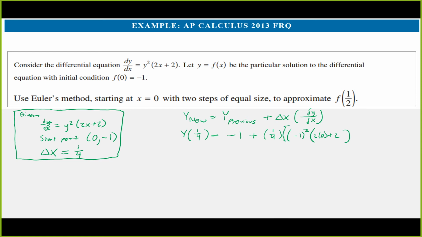Okay, so I'm going to do all of this part first for my derivative. So that's 1 times 2 is 2 times the 1/4 is 1/2 plus our -1 for our previous point should give us our estimate for our y at 1/4. So I've got -1 plus 1/2 is -1/2 is our estimate for y at 1/4. Okay, any questions on our first step?